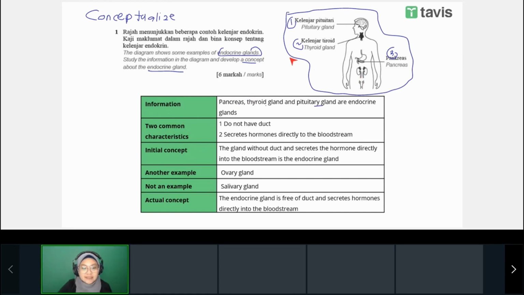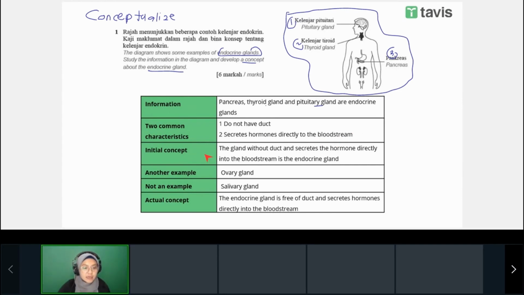Okay, so just state what the question asks about and then 2 common characteristics. You have to think of what is the common characteristic of the endocrine gland. Both are transferred in the blood circulatory system and both do not have a duct. Okay, do not have a duct. It secretes hormone directly into the bloodstream.